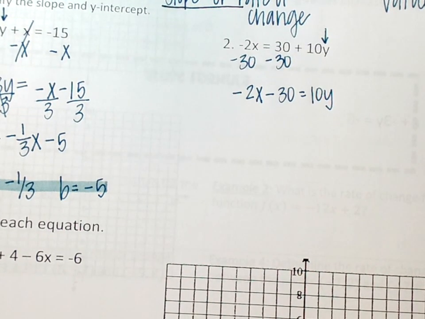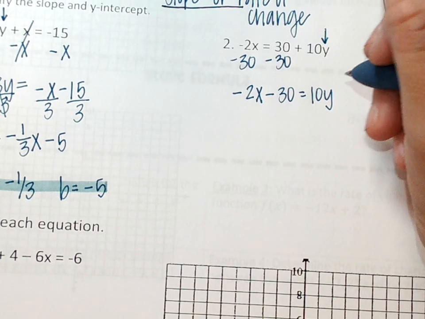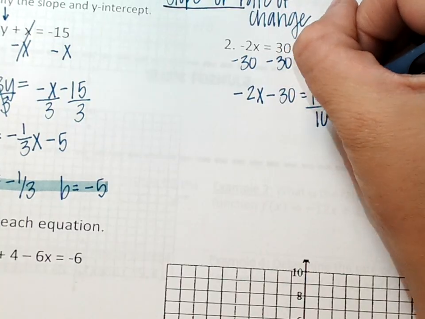Don't let it mess you up just because the y is on the other side, okay? We still do the same steps. We're trying to get the y by itself no matter where it's at, okay? What would the next step be? Divide by 10 everywhere.